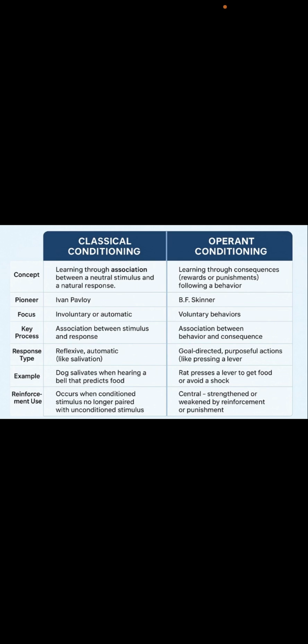So association in classical conditioning lies between a stimulus and a response, which we can also call S-S learning. But in contrast, in operant conditioning, the association lies between the behavior and the consequence. Consequences here mean the outcomes, and it is also considered S-R learning, stimulus-response learning.